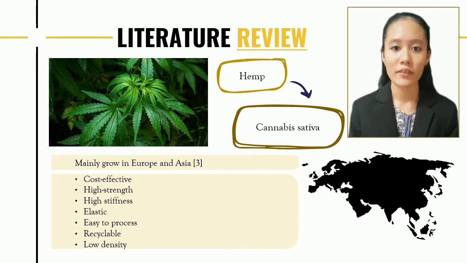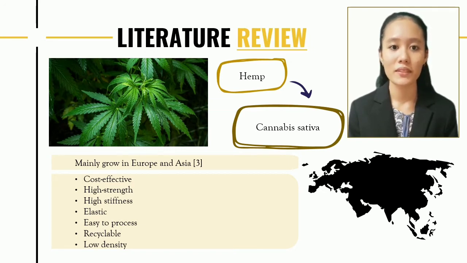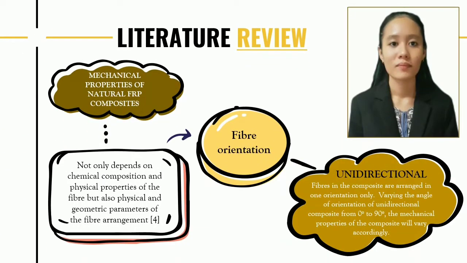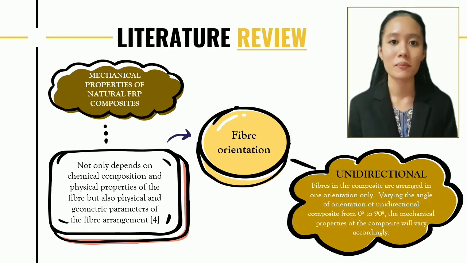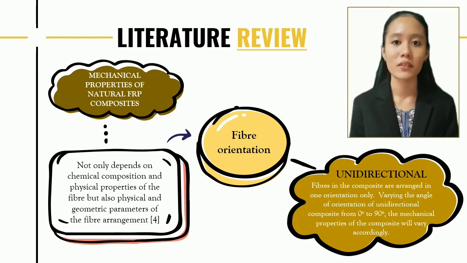The low density of hemp fiber will reduce the weight of the composite, and hemp fiber reinforced composite can be customized to meet a variety of specifications and different manufacturing systems. The mechanical properties of natural fiber reinforced composites not only depend on the chemical composition and physical properties of the fiber, but physical and geometric parameters of the fiber arrangement also affect the mechanical properties of the natural FRP composites.